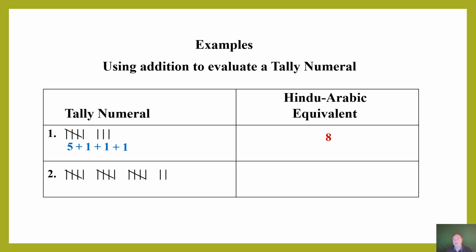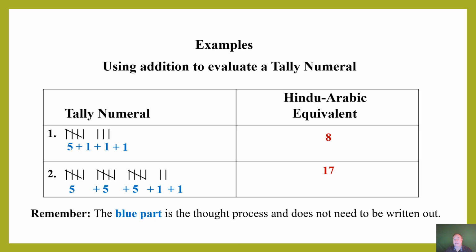Now if we look at number 2, in this case you end up with 3 groups of 5 and 2 groups of 1. So this would be 5 plus 5 plus 5 plus 1 plus 1, or 17. Now remember, the blue part is the thought process and does not need to be written out.